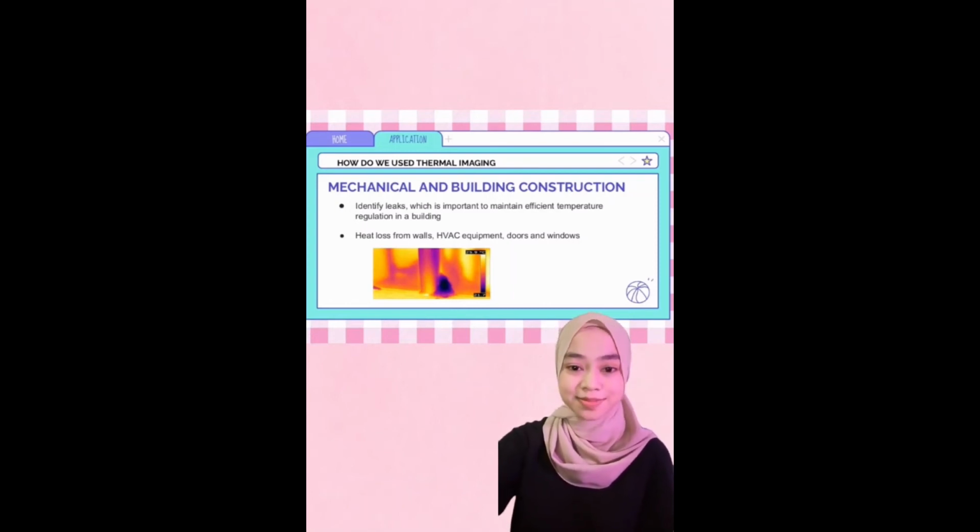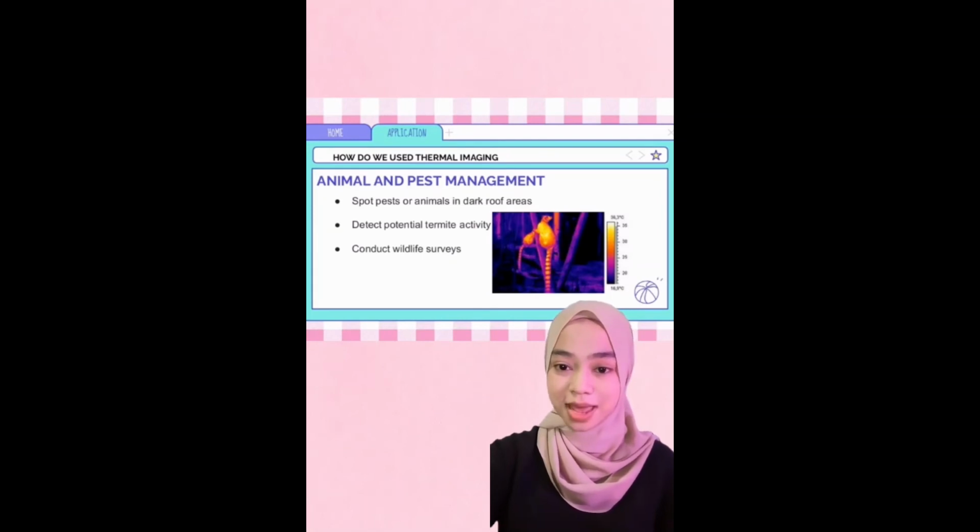Besides that, animal and pest management is a field which has a surprising number of uses for thermal imagers. They can help spot pests or animals in dark roof areas without having to climb up into them, and they can detect potential termite activity. Also, they are commonly used to more easily conduct wildlife surveys in a totally non-invasive and non-intrusive manner.